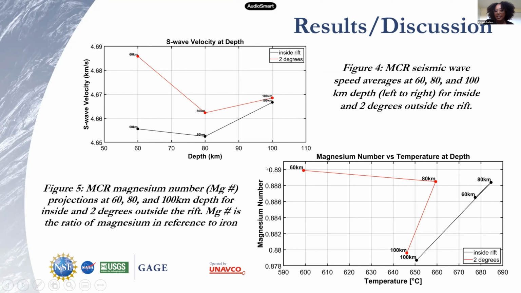And the same thing for the magnesium number. Magnesium number is the ratio of magnesium in reference to iron. So at 60 kilometers, there is a difference of about 0.002 with an error of about 0.001. And then that tends to converge as we go at depth again. And then also another side note, in terms of temperature, since the MCR is about 1.1 billion years old, temperature shouldn't make significant differences for the composition. So when we're thinking about why these things are happening, we're not thinking as much about temperature, but more about composition.